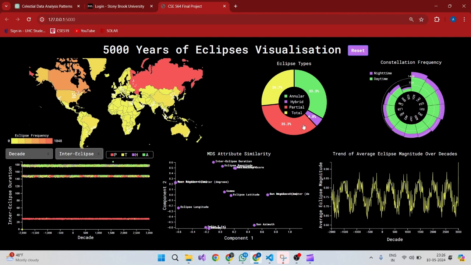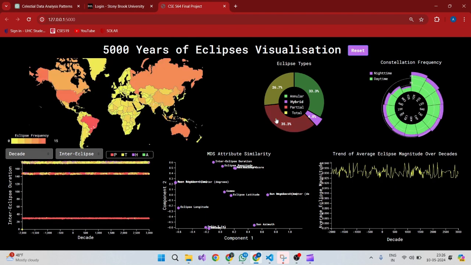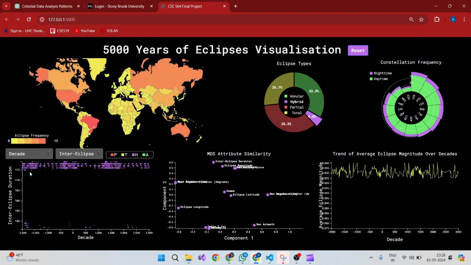Let's look at when most hybrid eclipses tend to occur. And we can see that most hybrid eclipses tend to occur after, say, 180 years generally. So this is again a periodic pattern that we uncovered. This shows that hybrid eclipses are not as frequent.